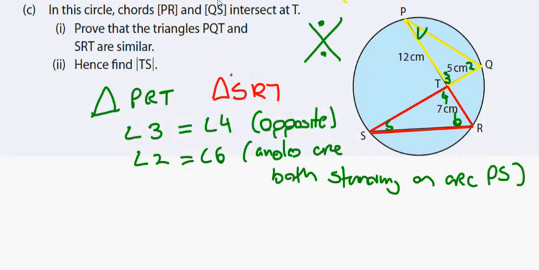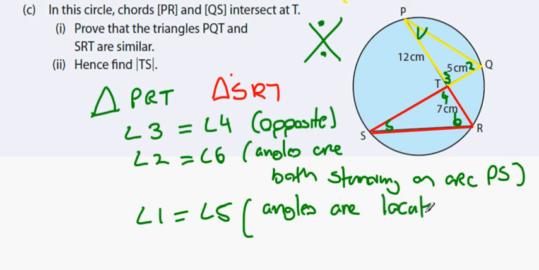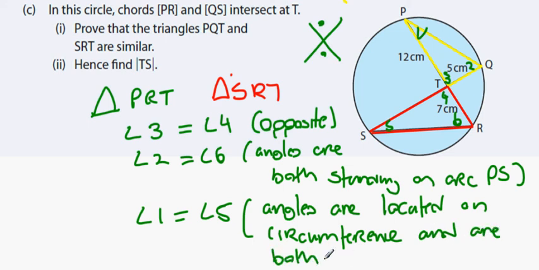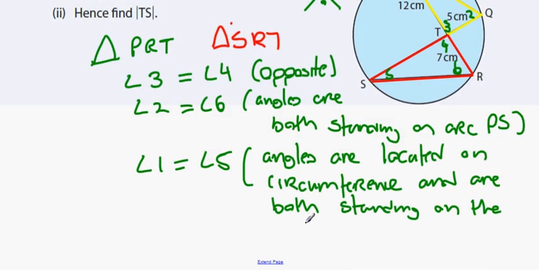Okay, next one, very similar to the last one. Basically the angle 1 is standing on the arc QR, and angle 5 is also standing on the arc QR. So basically the same thing. So angle 1 equals angle 5. Now you might add this in as well, angles are located on circumference and are both standing on the arc QR. So basically, therefore, both triangles are similar.